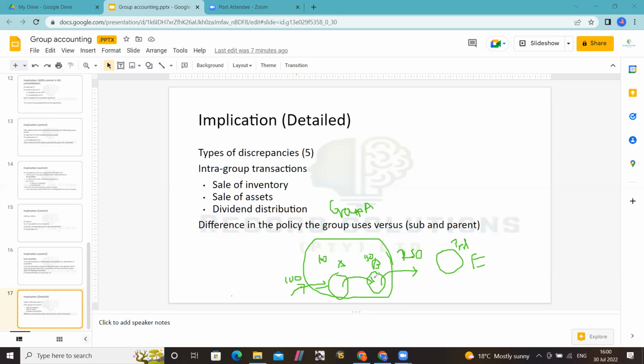That's what happens. The transactions between A and B must be deleted, right? They must be eliminated. Why? Because we said from a group level, you are one entity, so you can't sell to yourself, right? So when they are talking about unrealized profit, it's something like this. Let's say that's when you sold everything.